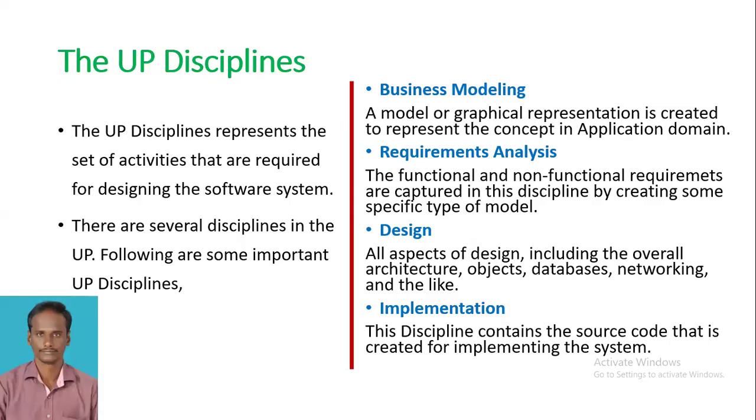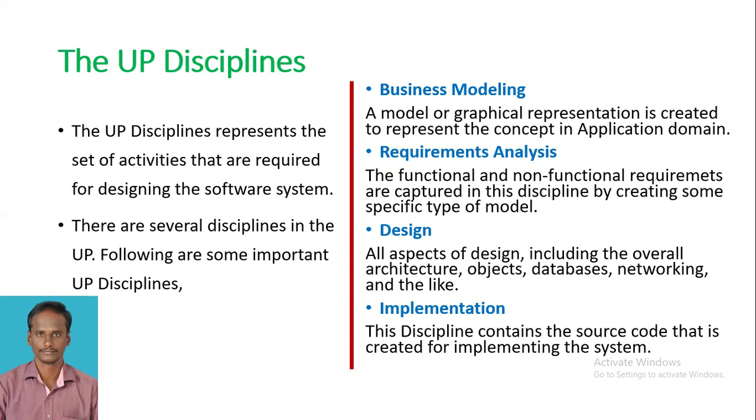Next, the UP disciplines. The UP disciplines represent the set of activities that are required for designing the software system. There are several disciplines in the unified process. Some of the important disciplines have been given. The first one is business modeling. In business modeling, a model or graphical representation is created to represent the concepts in the application domain.